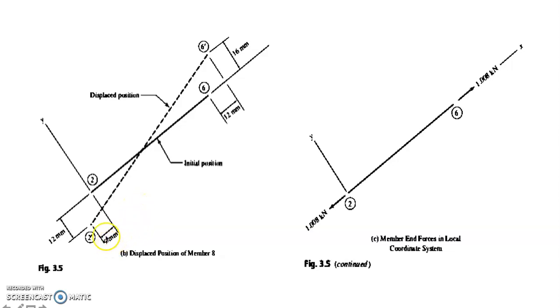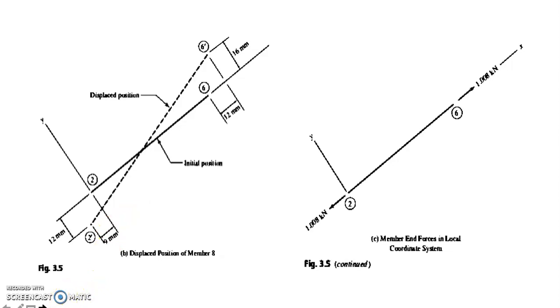So you have here at the beginning of the member, negative 9 mm and negative 12 mm. At the end of the member, you have positive 12 mm and positive 16 mm. So those are the displaced position of member 8. So meaning to say, those are the specific values for our member end displacement for member 8. So our task is to solve for axial force for member 8.